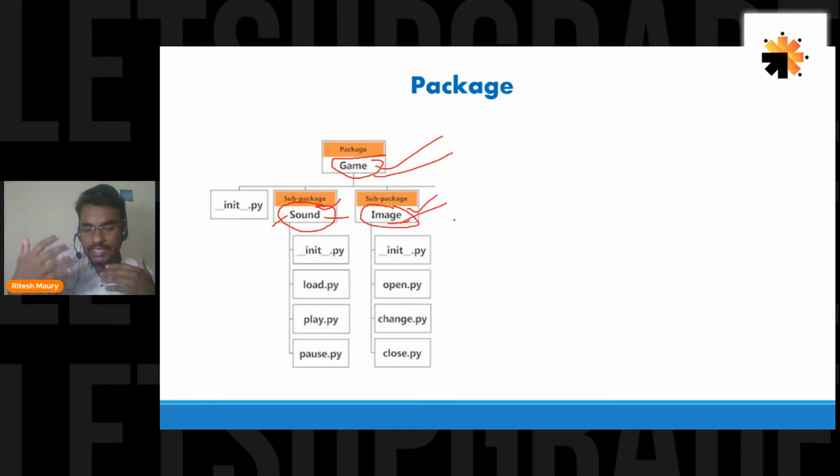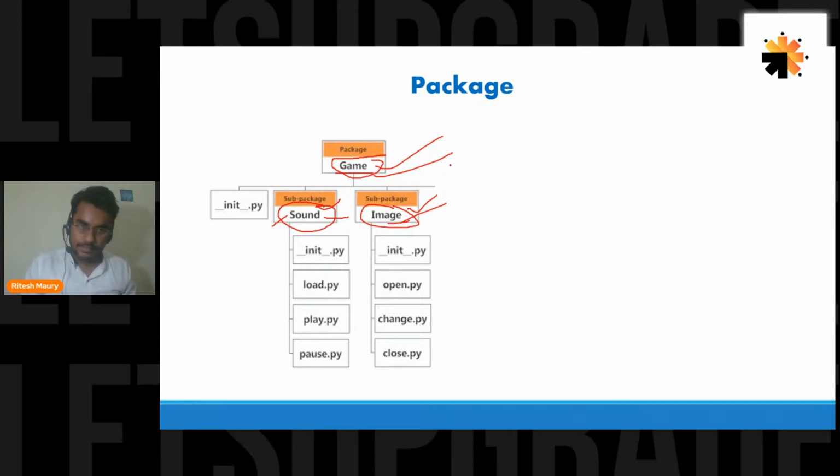So if someone says package and library are the same, we can't say they are the same, but still a library is a collection of packages, right? A library is a collection of packages. So here game is a collection of sound and image. So in that case we can say game is a library.